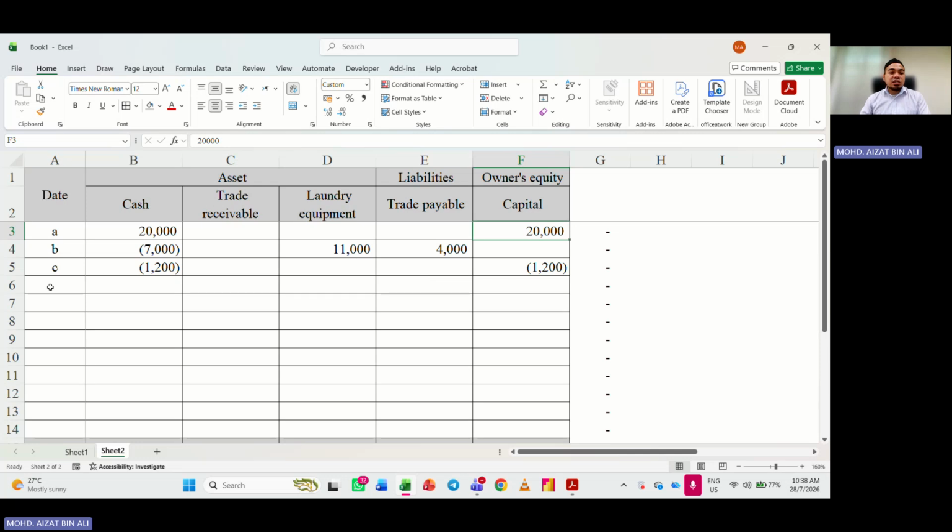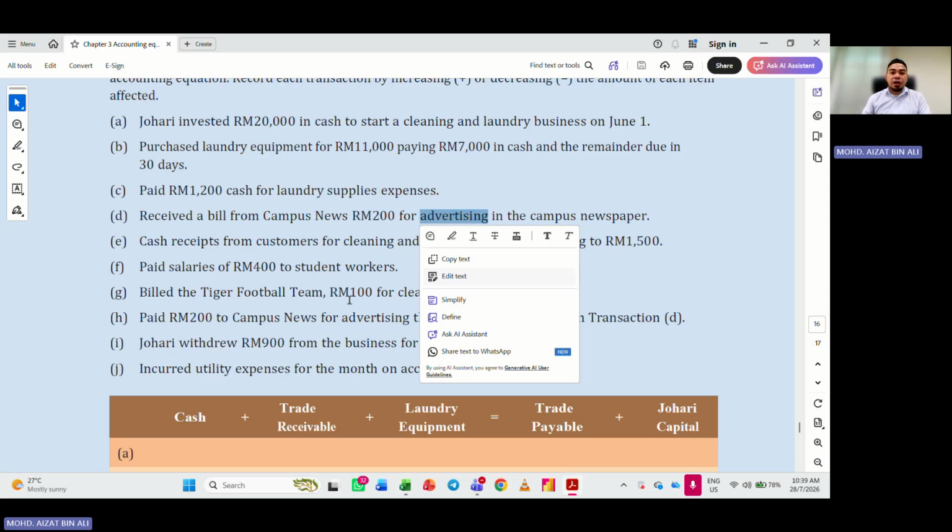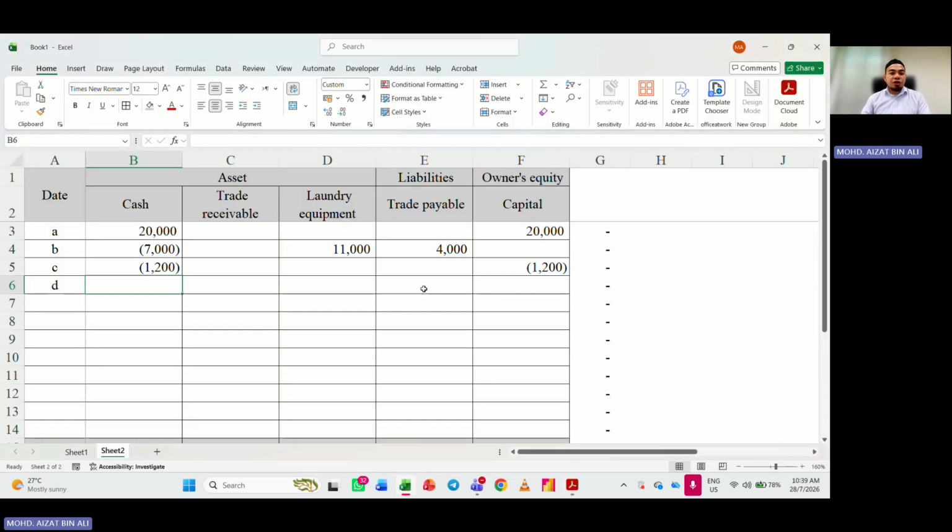Okay, so since we haven't paid for it yet, the amount is 200 ringgit. Trade payable increase, okay, by 200 ringgit. And at the same time, because this is an expenses, okay, advertising expenses reduces owner's equity. So we put it in bracket.